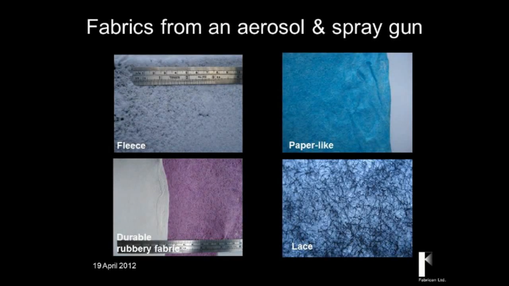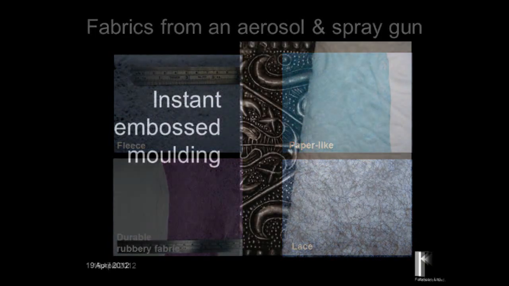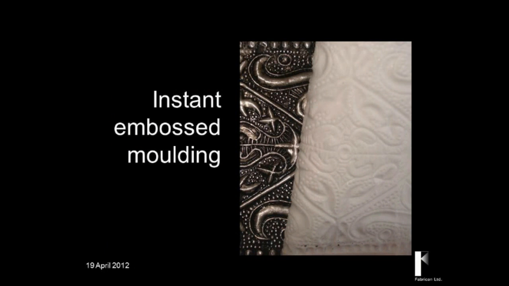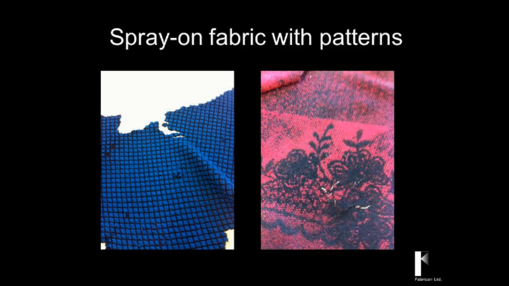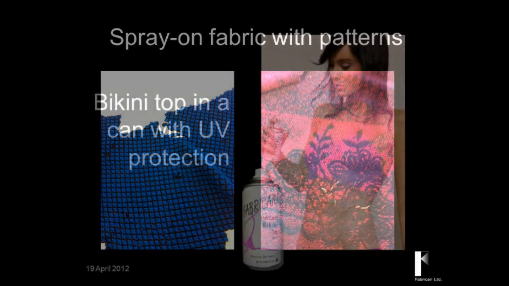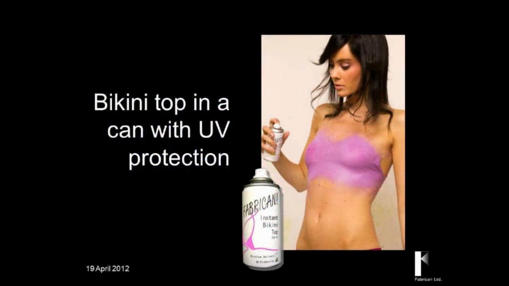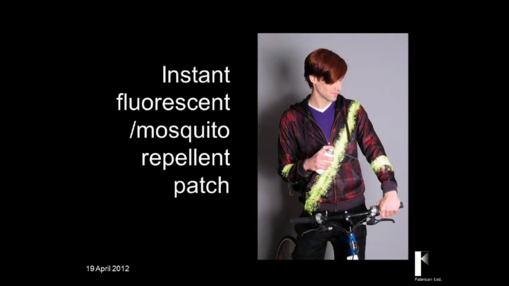Well, what we have discovered as well is that we can have different textures, like a fleece effect, a paper-like effect, a durable material, or a lacy effect, and many other ones that can be embossed, that can even mimic and copy traditional clothing, like lace. And then you could have bikinis from an aerosol can. You could have instant fluorescent patches so that when you go by bicycle, you get to be seen.